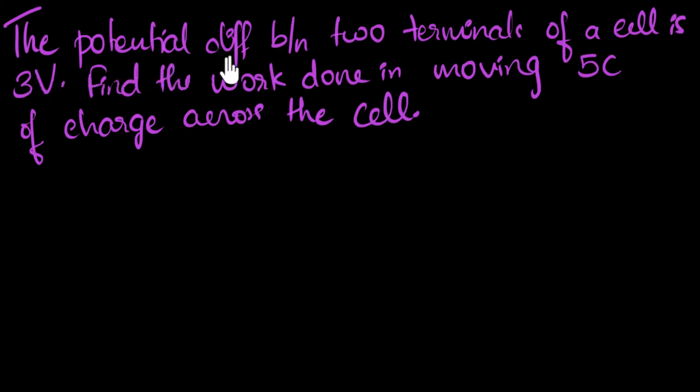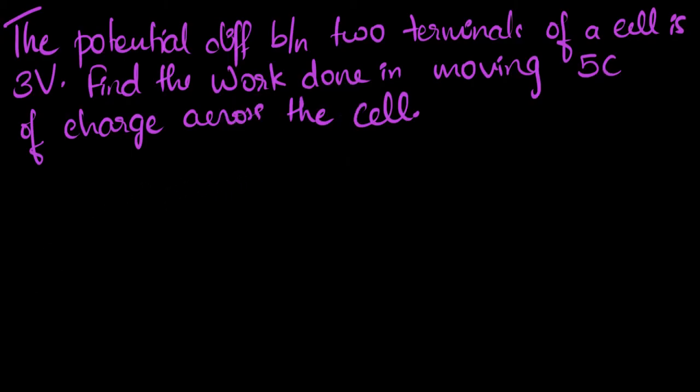The potential difference between the two terminals of a cell is 3 volts. Find the work done in moving 5 coulombs of charge across the cell. So we need to calculate how much work is being done in moving 5 coulombs of charge. So let's see what's given to us.